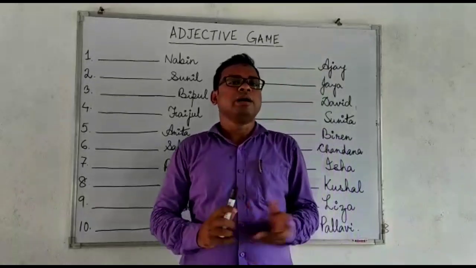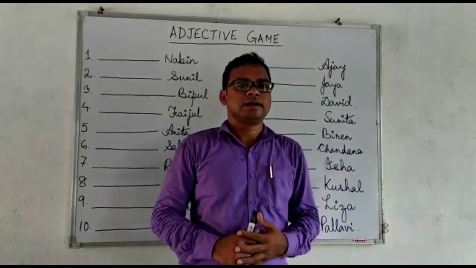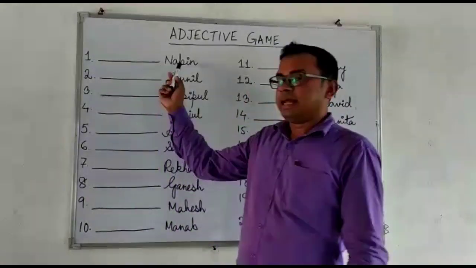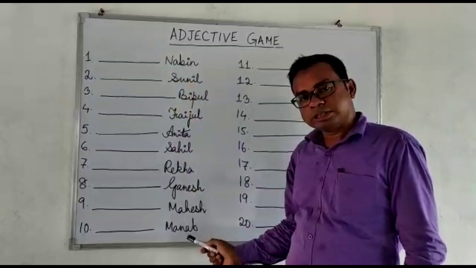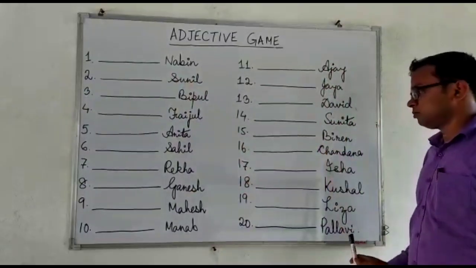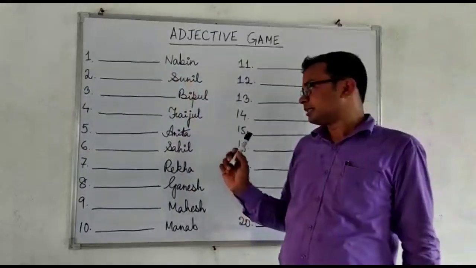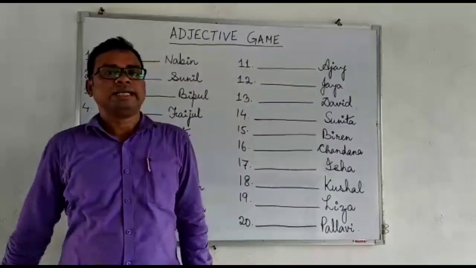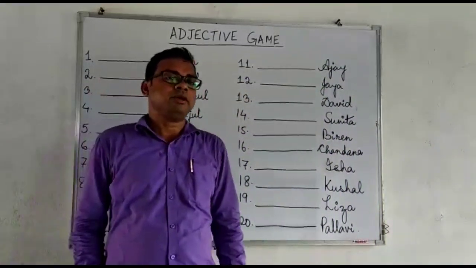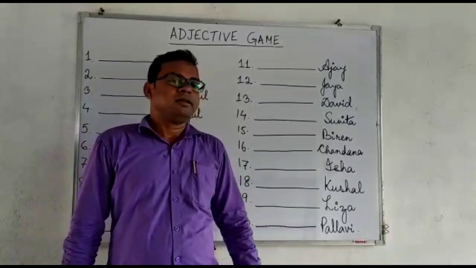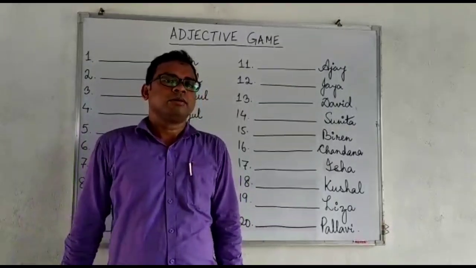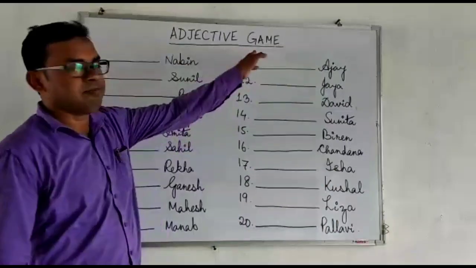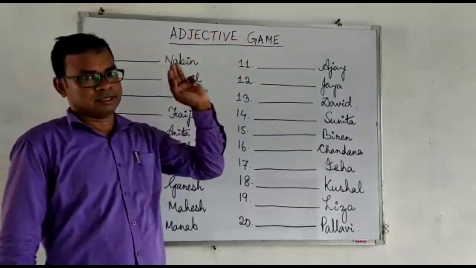Suppose we have 20 students in our class. I have written all the names of the students in my classroom. There are 20 students in my class. Now, when we go to teach adjectives, we can adopt one policy, that is learning the adjectives through games. That game is known as the adjective game, as you can see here.